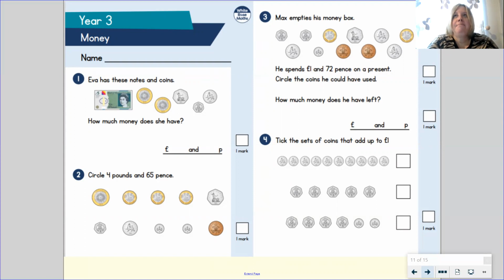Question 3. Max empties his money box. He spends £1 and 72p on a present. Circle the coins he used. So I want you to draw the coins Max used. And then I want you to find out how much money Max has left. Question 4. Tick the sets of coins that add up to £1. You can't tick them because you haven't got the sheet with you. So I would like you to draw the coins that make £1.